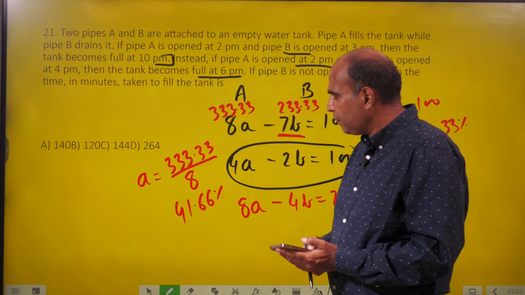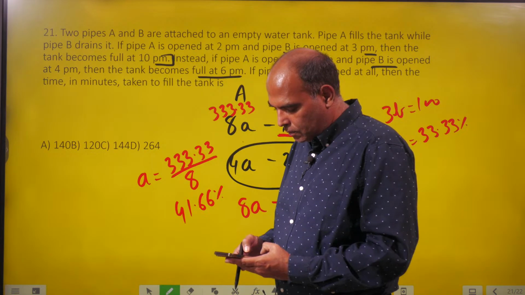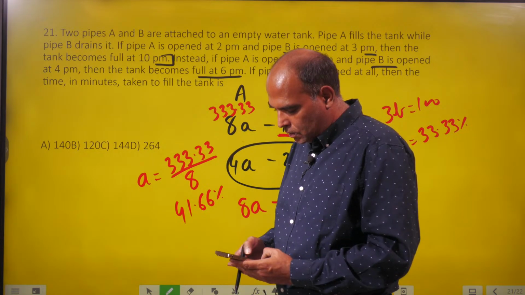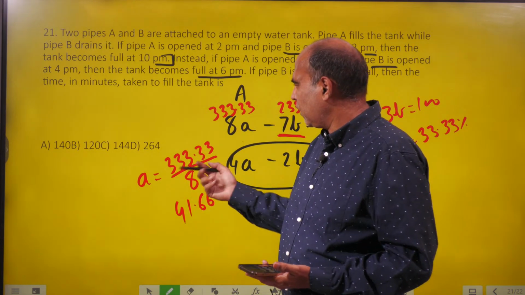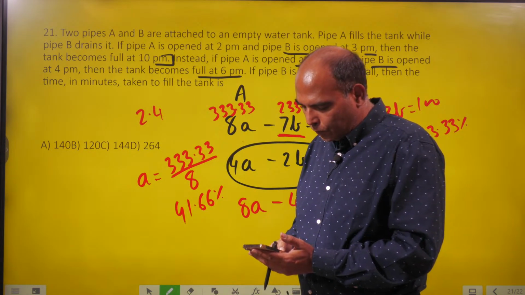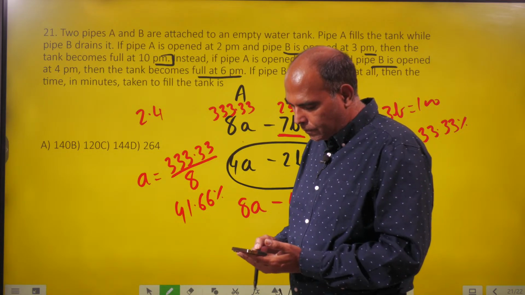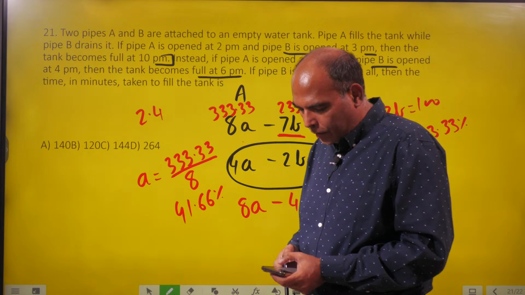And if that is the rate of filling of pipe A, the last thing you have to do is 100 divided by 41.66. I could have done this mentally also, but CAD mein calculator hai, so use the calculator. It's always better to do that.